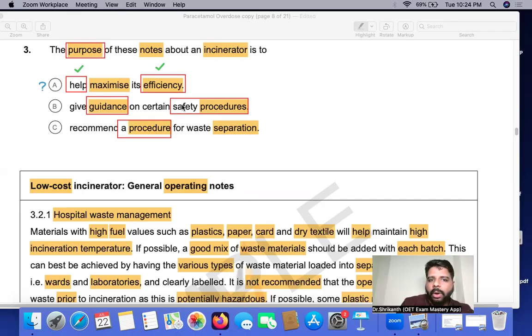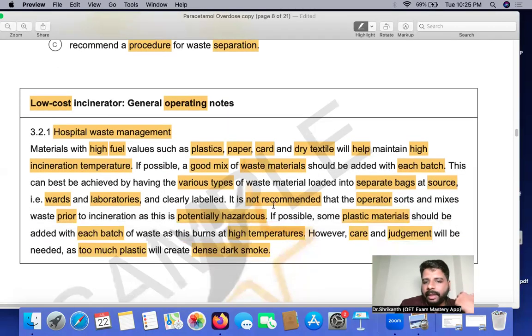To give guidance on certain safety procedures. That is, when you are using the incinerator, how to be careful. So over here, when you read the answer options and the passage, what exactly is the safety part telling? They are telling, don't sort and mix the waste prior to incineration. Now, see, we are talking about hospital waste. So there will be a lot of waste. And just before incinerating, if we are sorting out the hospital waste, it is a little bit dangerous.